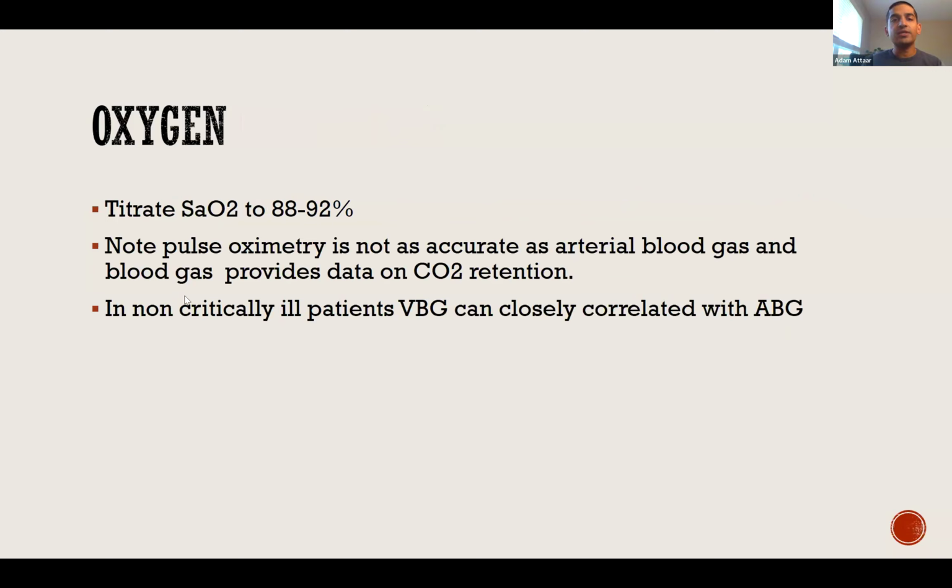It's important to note that pulse oximetry is not as accurate as an ABG for oxygen saturation. And pulse oximetry also does not give you data on CO2 retention. So it can be important, when these patients come in with more severe exacerbations, to get a blood gas at the door, and then if they have a change in their clinical condition, you may need to repeat that blood gas. If you need to follow CO2 retention in patients who are non-critically ill, hemodynamically stable, and not in sepsis states, a VBG can closely correlate with an ABG and be used in its place.